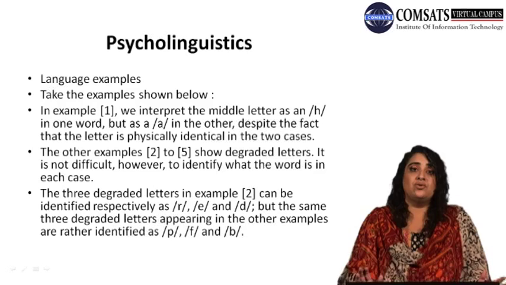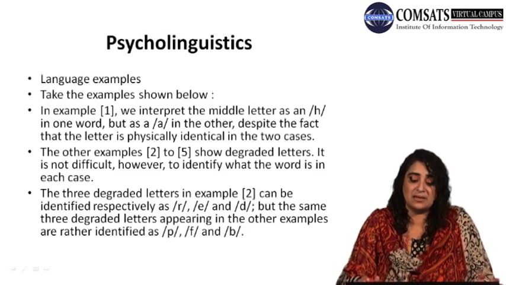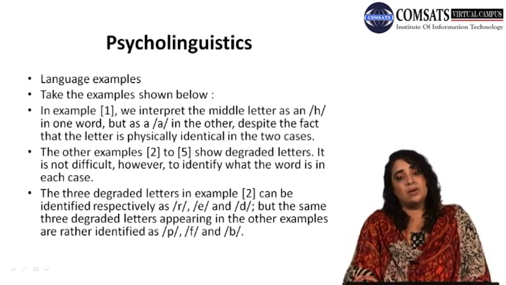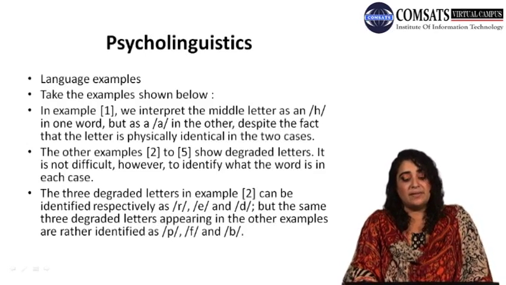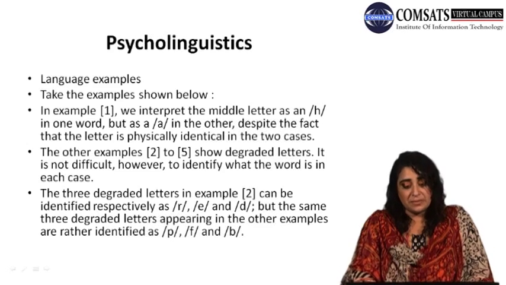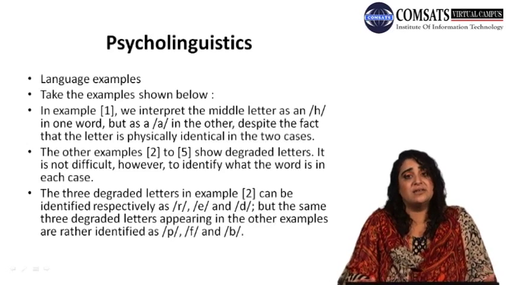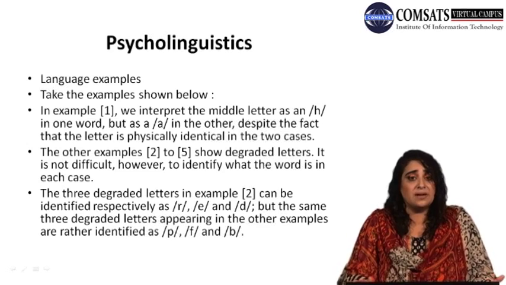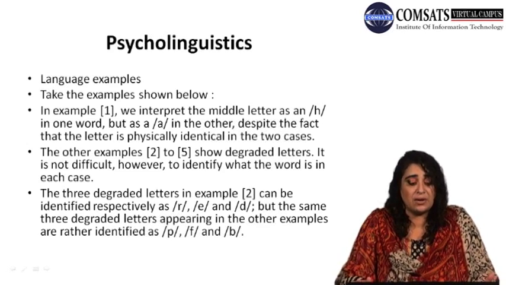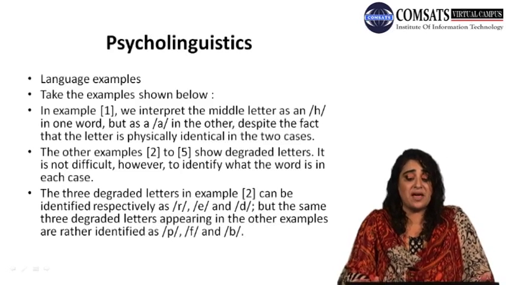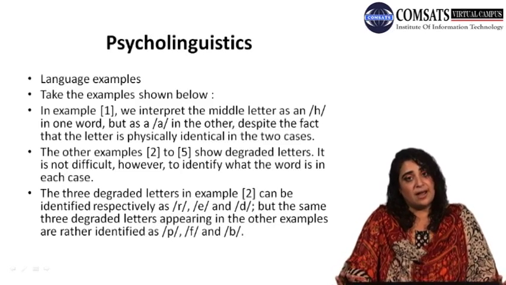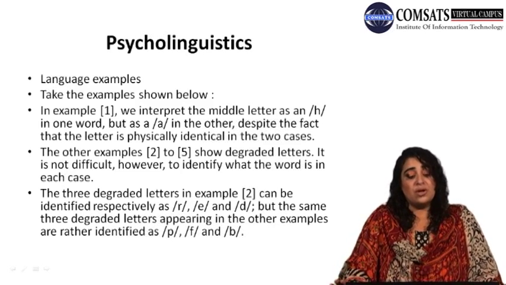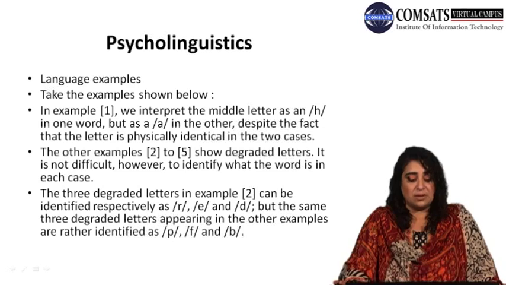So, we take two sentences. In the first example, we use one word where the middle letter would be H and in the other it would be A, so the two are not physically identical. In the other examples, 2 and 5, we show degraded letters. It is not difficult, however, to identify what the word is in each case. When they become completely different, no longer identical, identifying them is very easy.